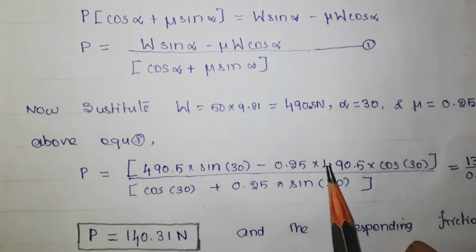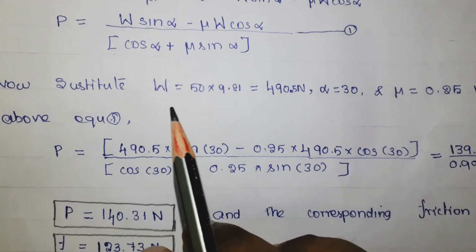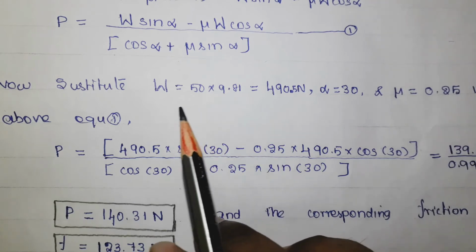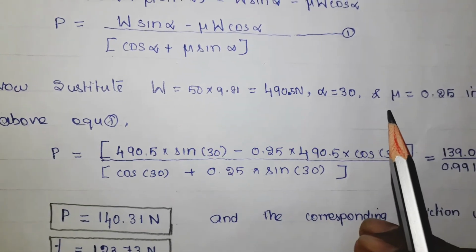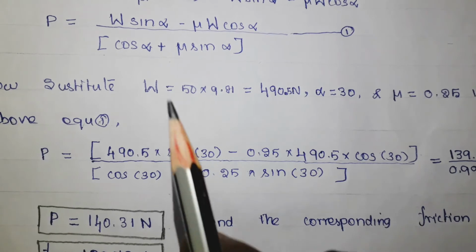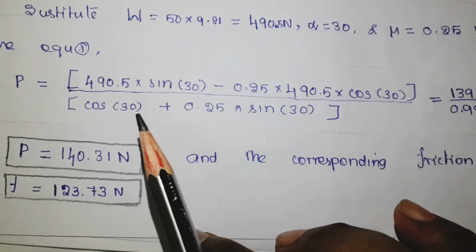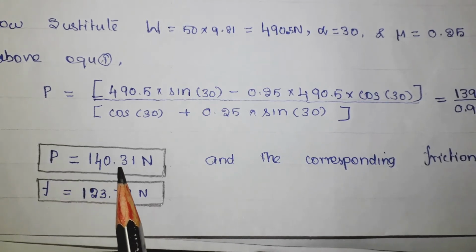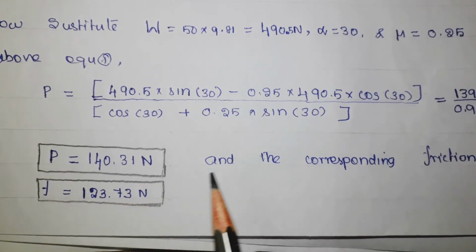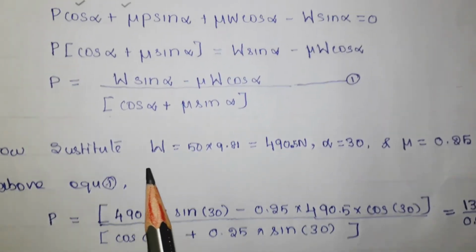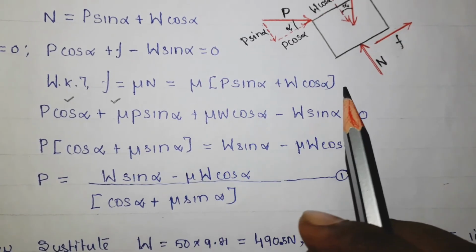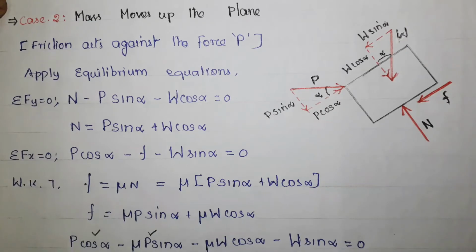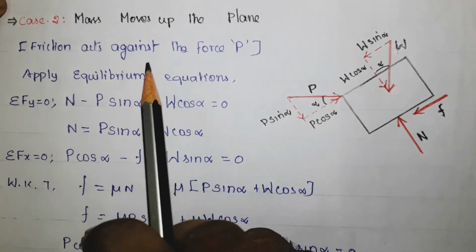Now in this equation you substitute all these values. W is 490.5 Newton and alpha is equal to 30. These data are given in the problem, and mu equals 0.25. Now this equation will become like this, and from this equation you can get the answer for P, which is 140.31 Newton, and the corresponding friction that can be found with the help of this equation is 123.73 Newton.